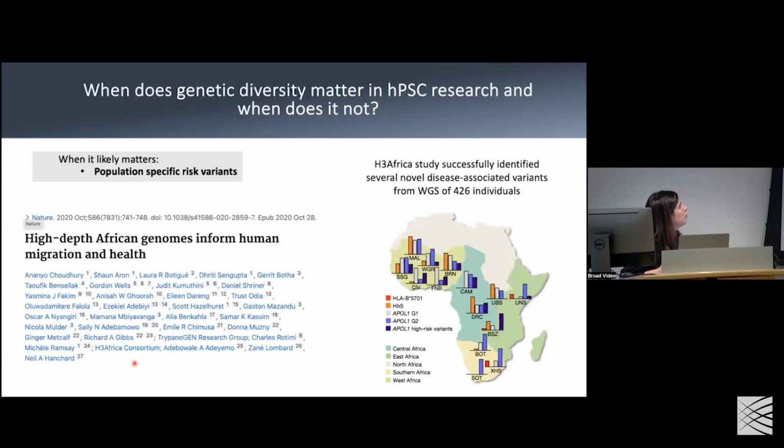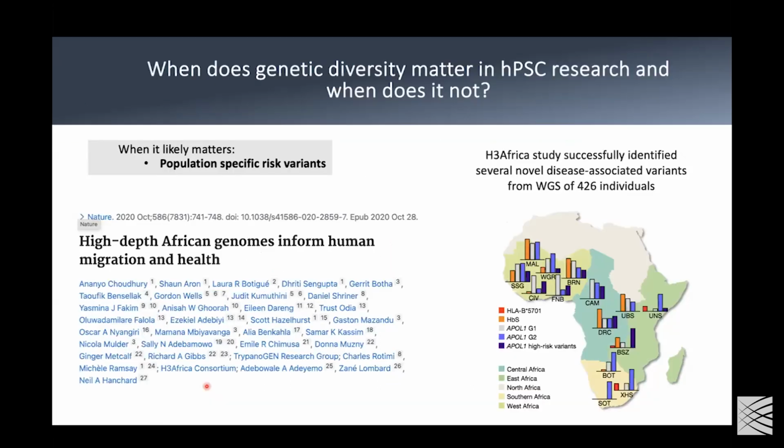So starting off with population-specific variants, I want to highlight this study, H3Africa, that has generated whole genome sequencing of 426 individuals from 13 different African countries. And the study was able to identify 3 million new variants that have not been identified before. These discoveries are very valuable in the context of clinical interpretation of whether such variants may or may not be pathogenic. And so they've added a lot of knowledge from that perspective.